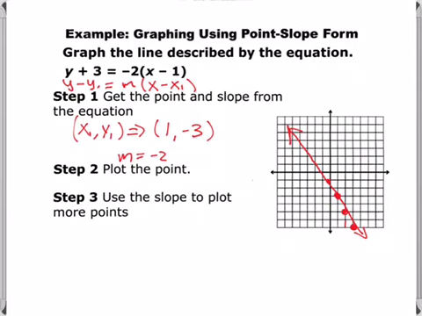All right, so that's how you graph using point-slope form. But like I said before, there's another way. You could just simplify the expression to create a slope-intercept form equation, but both ways are relatively simple.